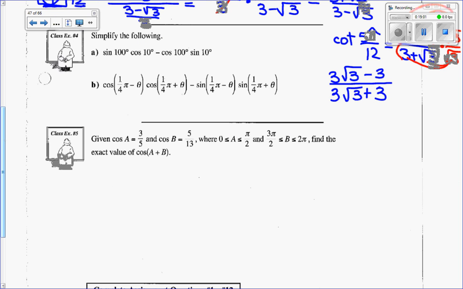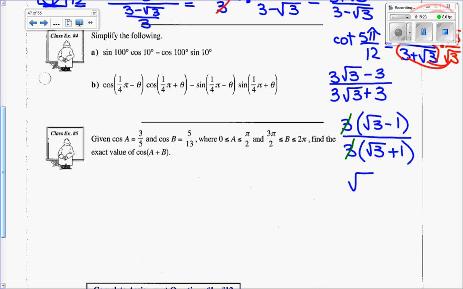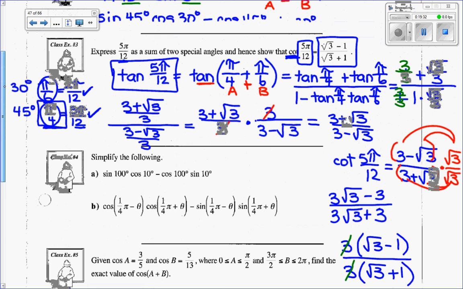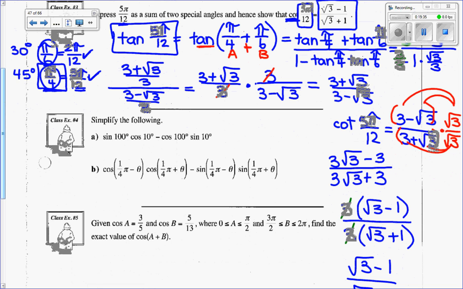Now, do you see a common factor that you could factor out? Root 3. You can factor out the 3, right? So you'll be left with root 3 minus 1. And on the bottom, factor out the 3 and you'll be left with root 3 plus 1. And then these 3's do cancel, you're right. And we're left with root 3 minus 1 over root 3 plus 1. And that is what we were trying to prove.